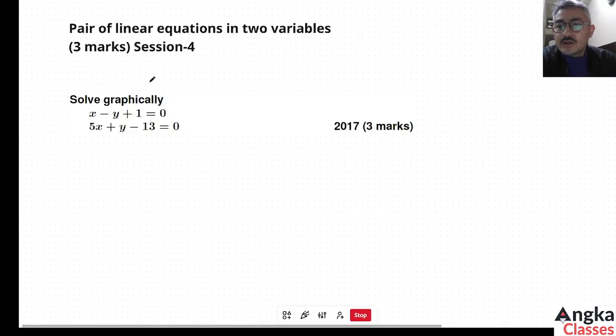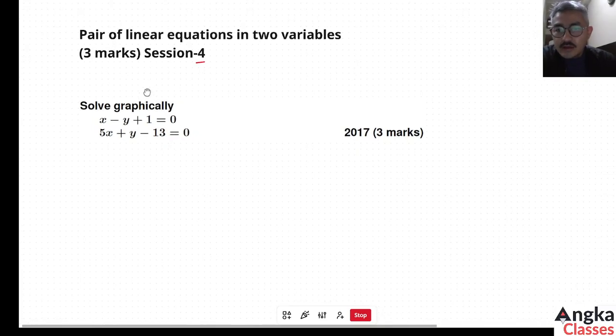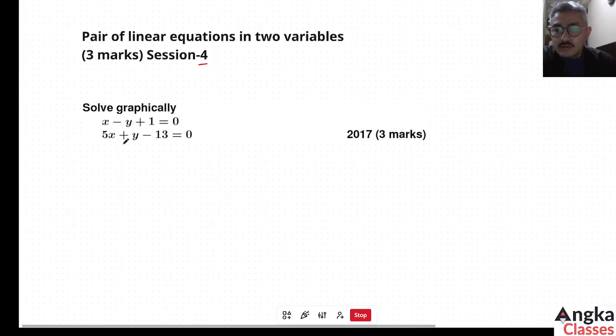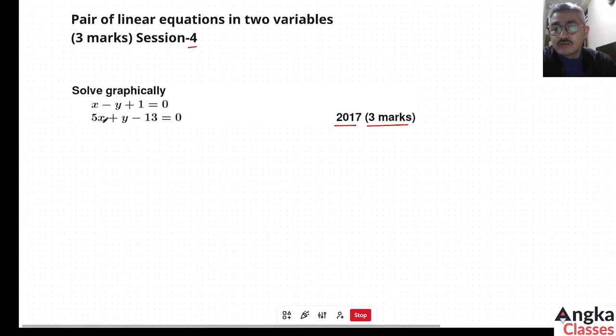So previous year's question on pair of linear equations in two variables, a 3 marks question. A linear equation in two variables is always 3 marks: solve graphically. Likewise, the 2017 3 marks question: solve graphically x minus y plus 1 is equal to 0, 5x plus y minus 13 is equal to 0. So how is the solution? So the question has two equations.